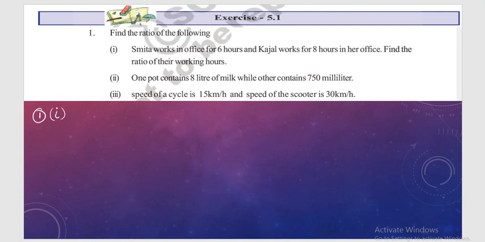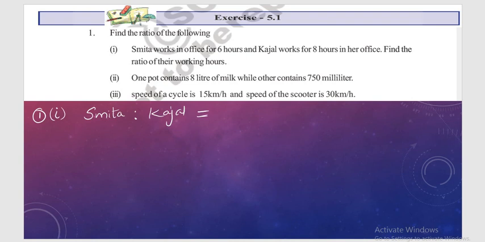In question number 1, bit number 1, Smita works in an office for 6 hours. Kajal works for 8 hours in her office. Find the ratio of their working hours. So what is he asking? The ratio of their working hours, which means we need to take the ratio. What is the order? Smita is to Kajal, so working hours of Smita is to Kajal.